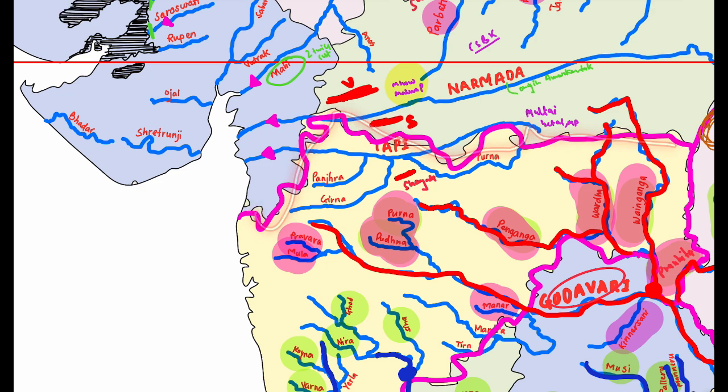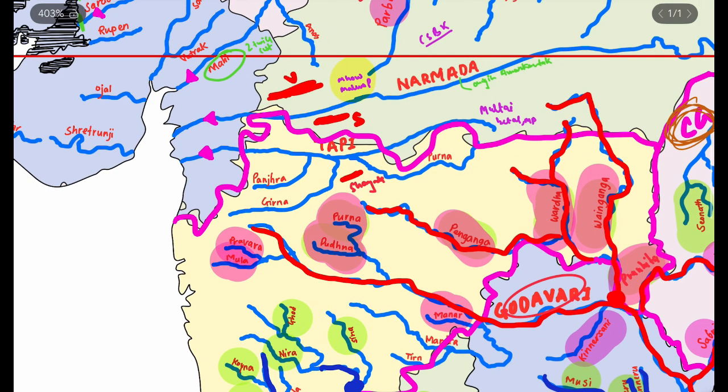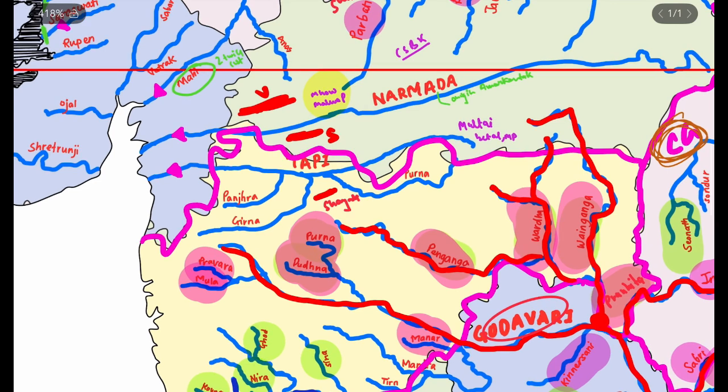One important river is Narmada. Narmada flows through the Vindhyas range and between the Satpura. So between Vindhyas and Satpura flows Narmada. The Narmada river originates from Amarkantak in MP, comes here and drains into the Arabian Sea.